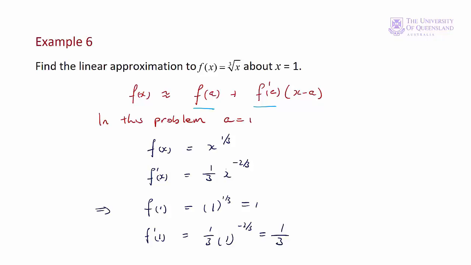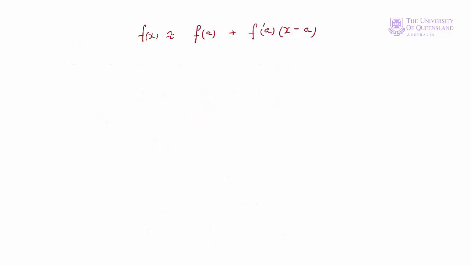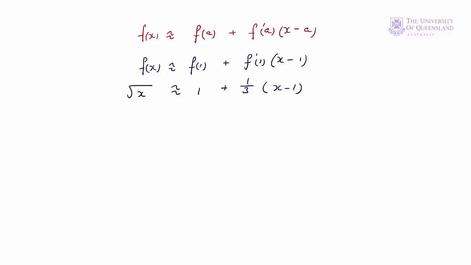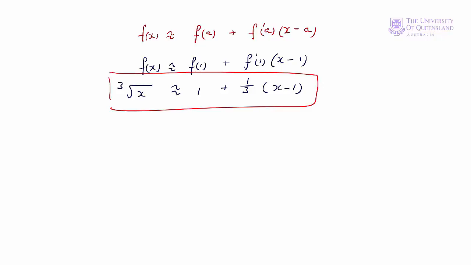Now we can substitute these values into our formula. That's our general form, and so when a equals 1, we have that. We found those values. So the function at 1 was equal to 1, plus f prime evaluated at 1, which was 1/3, times x minus 1. So we'll have the cube root of x is approximately equal to 1 plus 1/3 times x minus 1. This is our linear approximation for the cube root of x for values of x close to 1.